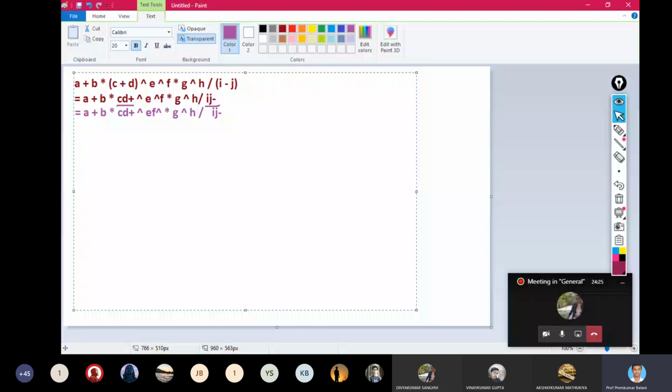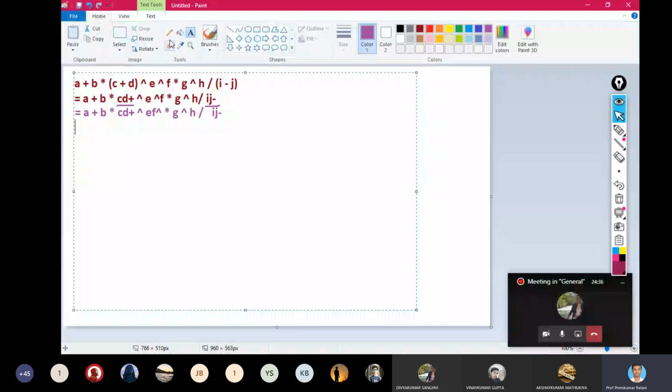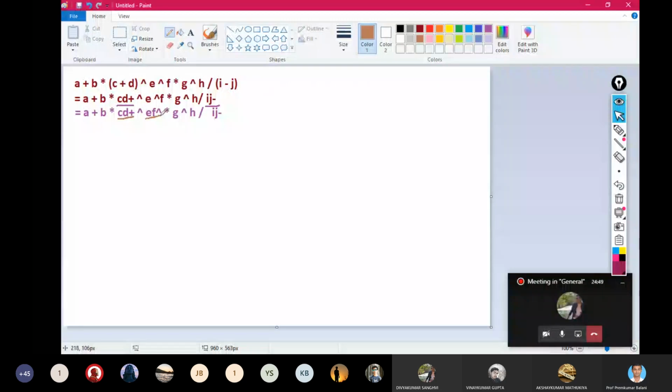Now still I have one exponent operator. Now you consider this operator, this has one operand. Are you clear? Now which operation will be done first? This C D plus as one operand and E F raised to as one operand, right? This I have to consider as one expression, and that expression must be done in the next step.